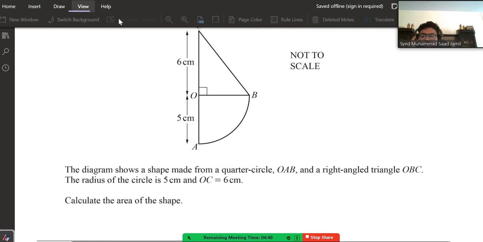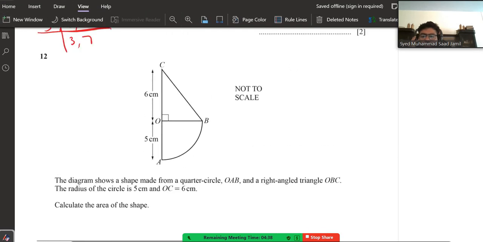Moving on to our next question. The diagram shows a shape made from a quarter circle OAB and a right angle triangle. The radius of the circle is 5 and OC is 6 cm. Alright. Calculate the area of the shape. This is a compound shape basically. One of the shapes is a triangle.